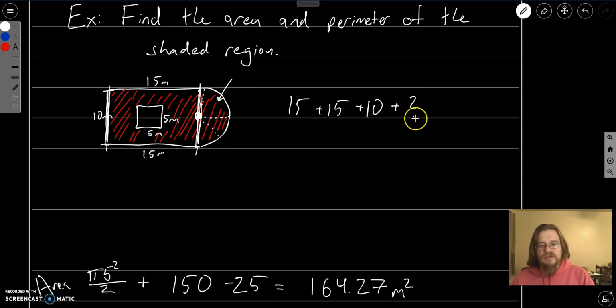So plus, and then we don't know quite exactly what this is. However, we know that this is a half a circle. So all I need to do is find the perimeter for a whole circle and chop it in half. Again, the perimeter for a circle is called the circumference.